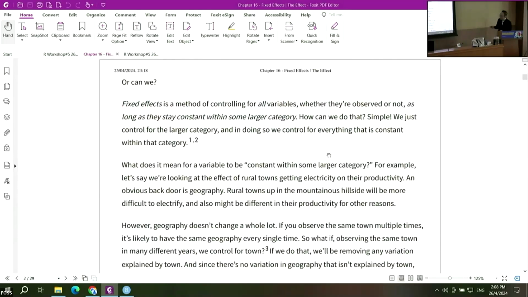So fixed effects, okay? Fixed effects is a method of what we call controlling for all variables, okay? But how do you control for all variables using fixed effects? That's kind of, I want to say, a big assumption we are holding, but this is also something, whether you are observed or not, as long as they stay constant within some larger category, that's the key, some larger category, then we can do that, okay? And pretty simple too. We just control for the category itself. We call that fixed effects.